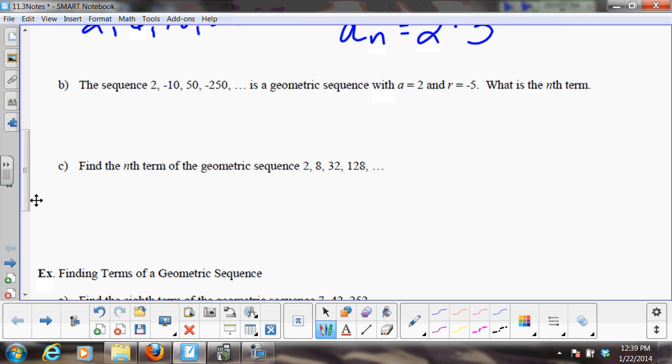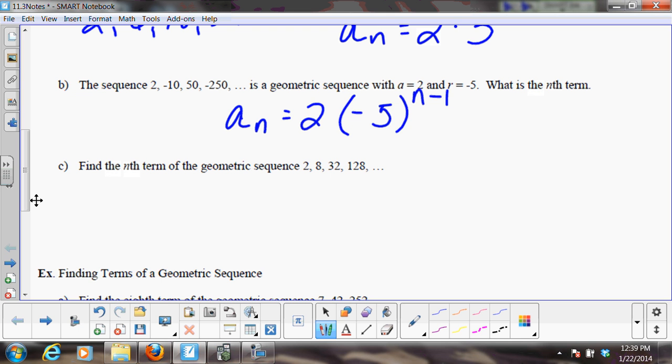Then we have this sequence, 2, negative 10, 50, negative 250. They tell you it's a geometric sequence. The first term is 2, r is negative 5. The nth term, we just need to write the formula. You should put your negative 5 in parentheses since it's to an exponent and it's a negative number.